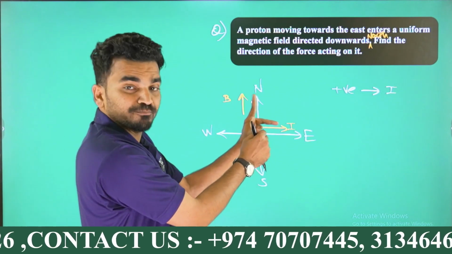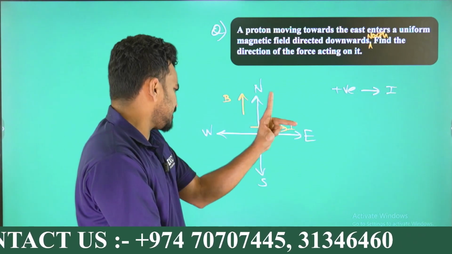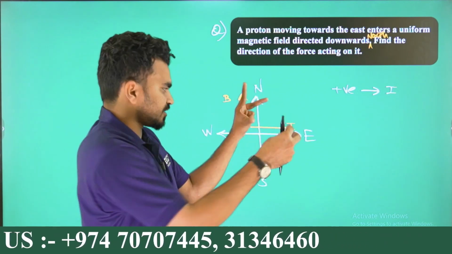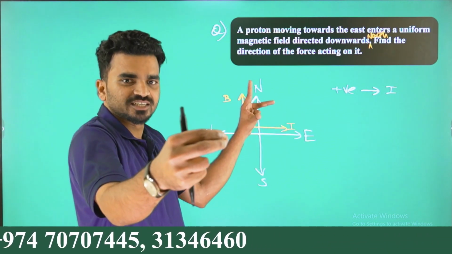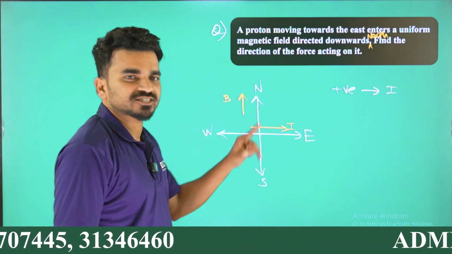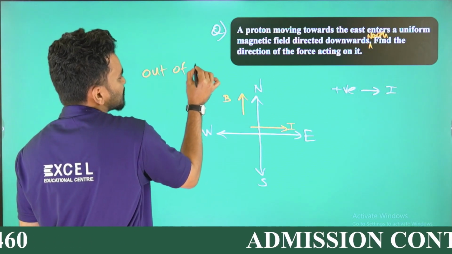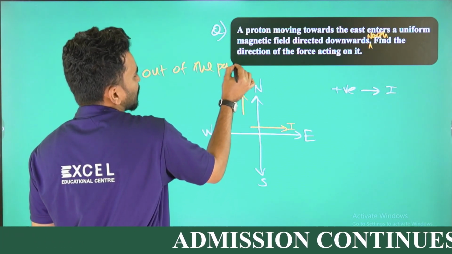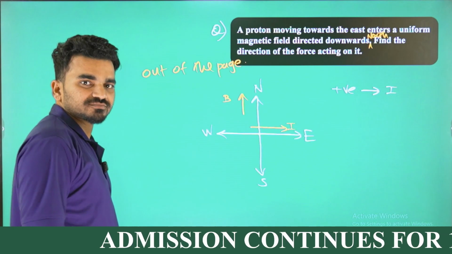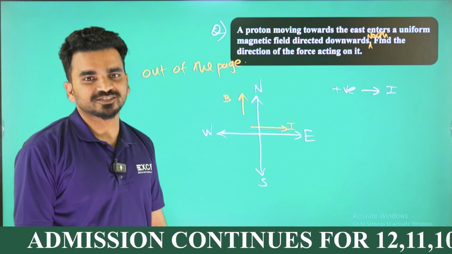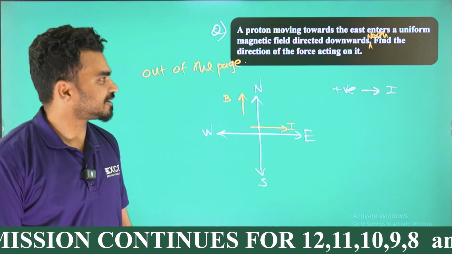Then where is the thumb pointing? The thumb is pointing like this way, out of the screen, which means out of the page. So the force will act out of the page. I hope you got this idea. Clear, right? Out of the page. That's fine?